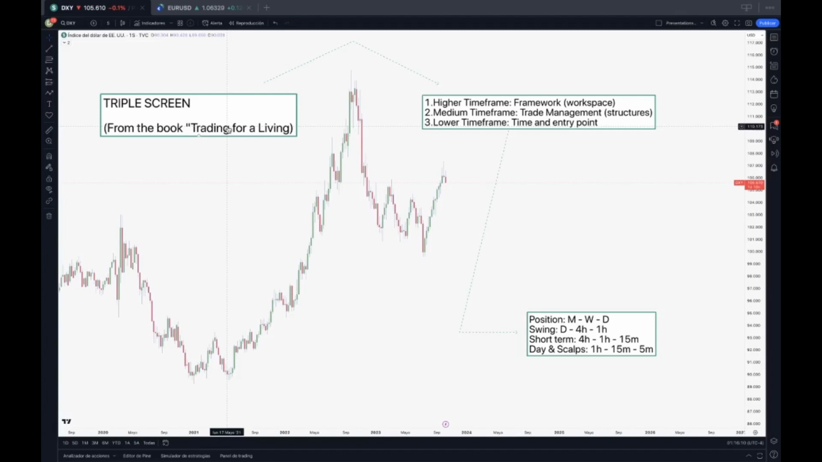If, for example, you are a swing trader, I will recommend you to do a back testing of this strategy using your three different screens: daily as the higher, 4 hours as the medium time frame, and 1 hour where you will find your entry point.